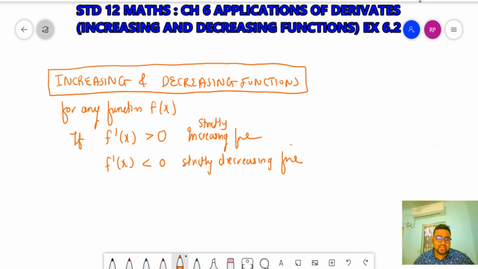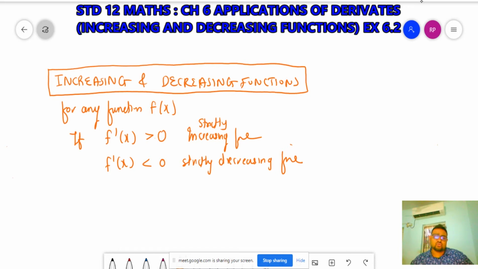If it is greater than or equal to 0, then I will say increasing function, and less than or equal to 0, then decreasing function. But only greater than 0 is strictly increasing, only less than 0 is strictly decreasing. Increasing function means when you increase the value of x, the value of f x increases. And decreasing function means when you increase the value of x, the value of f x decreases.